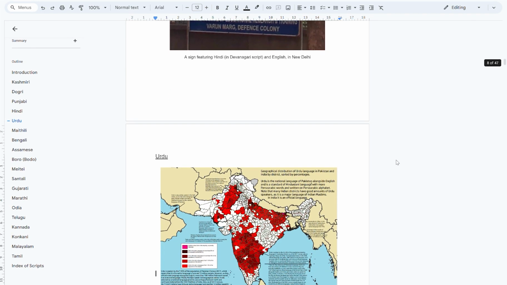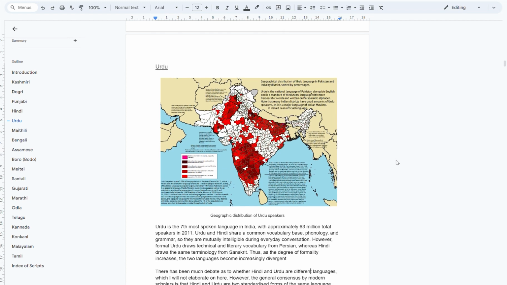The next language is Urdu. Urdu is the 7th most spoken language in India. There's about 63 million total speakers as of the 2011 census. Urdu and Hindi share a common vocabulary base, phonology, and grammar, so they're pretty much mutually intelligible in day-to-day conversation. However, when you get to a more technical level, Urdu draws from Persian and Hindi draws from Sanskrit. So as you get more and more formal and technical, the two languages diverge more and more from each other, and you get less and less mutual intelligibility.